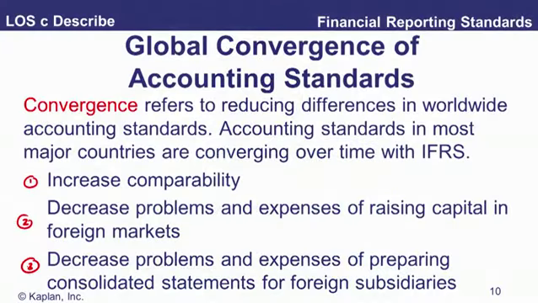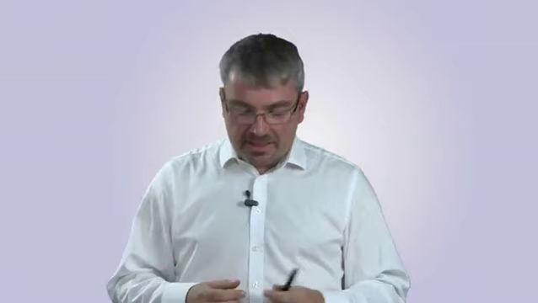Decrease the problems and expense of raising capital in foreign markets. So, for example, until very recently, if you had a dual listing, let's say you were listed in the UK and in the US, in the UK you would have had to produce your group accounts under international accounting standards, and in the US you would have had to produce them under US GAAP. Now, again, as we converge, those problems are going away. It's more expensive to produce 2 sets of accounts. These days, you no longer have to do that.